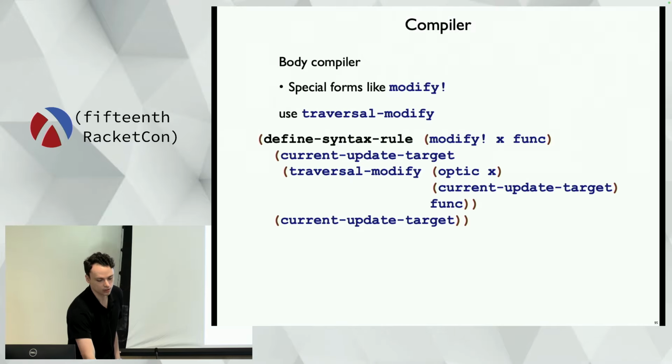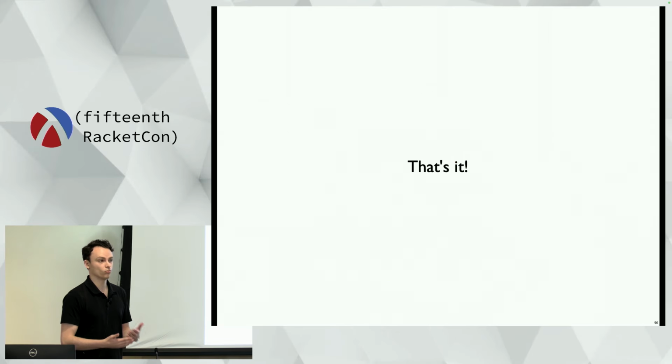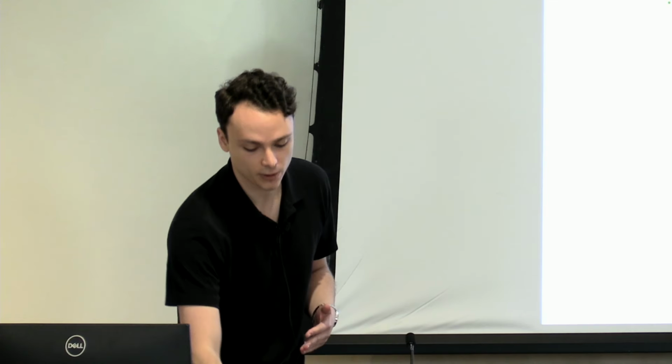And we can implement modify bang in terms of this optic form. It's just like what we do for set bang. We use traversal modify, current update target, mutate, and then return the new value. So that is it. We have just implemented our update language in terms of lenses and using syntax spec.